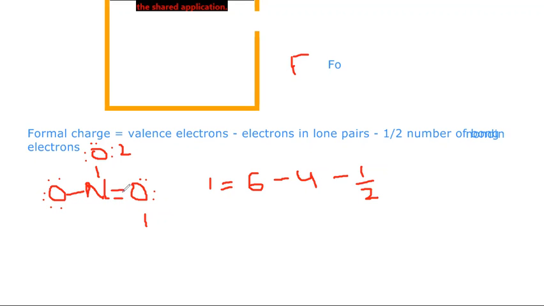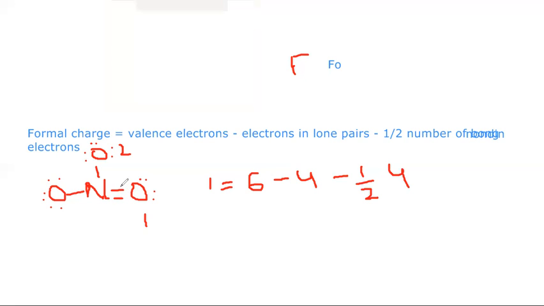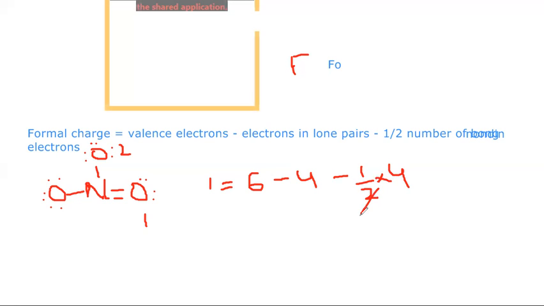Each bond contributes two electrons. So there are two bonds, that's why there are four bonding electrons. You just have to multiply two with the bonds available in the molecule. There are two bonds, that's why the number of electrons is four. And you have to cancel out the half, which would be equal to 2. And 6 minus 4 minus 2 equals 0. So this oxygen has 0 formal charge.